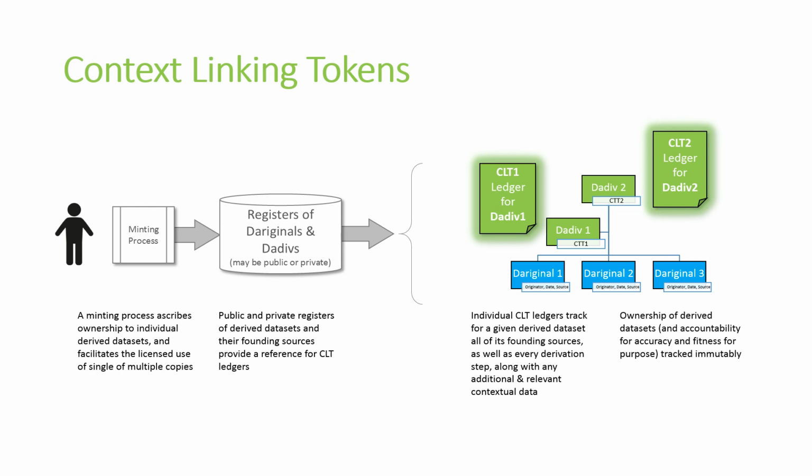One derived dataset may build upon another, or it may build upon original datasets. Individual CLT ledgers track for a given derived dataset all of its founding sources, as well as every derivation step along with any additional and relevant contextual data. Ownership of derived datasets and accountability for accuracy and fitness for purpose can therefore be tracked immutably.